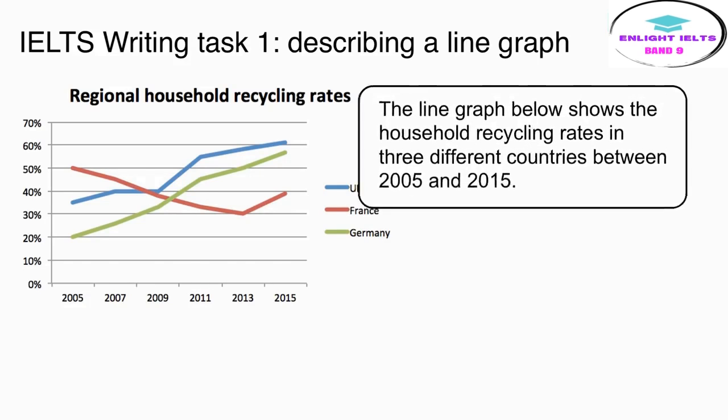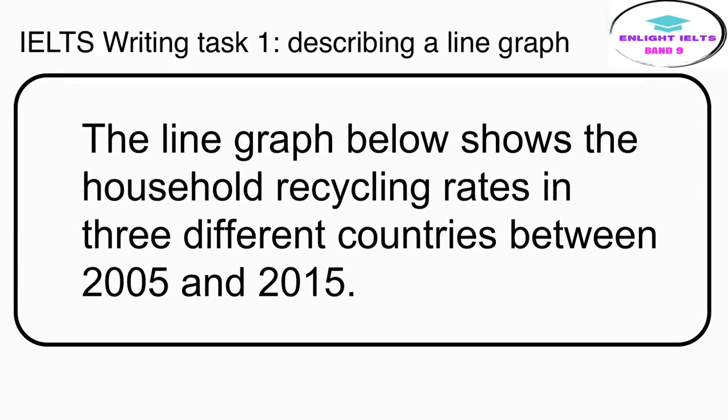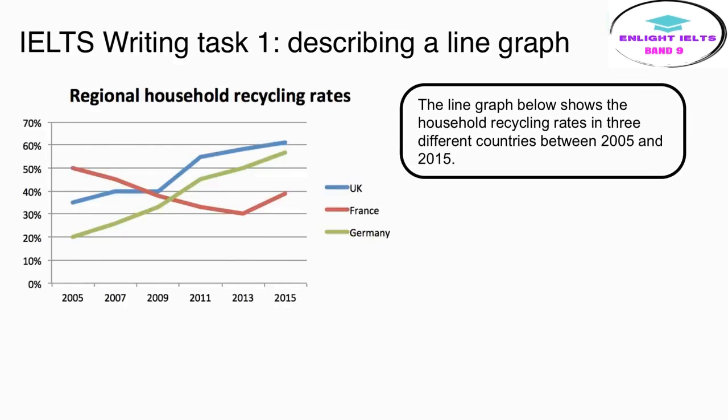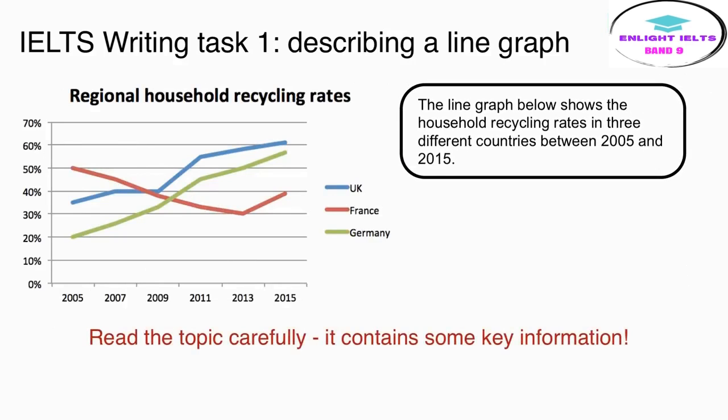What it says: The line graph below shows the household recycling rates in 3 different countries between 2005 and 2015. So, you are always given a description of your graph in your topic. This information is very important as it helps you to understand what's going on in your graph. So, read the topic carefully.